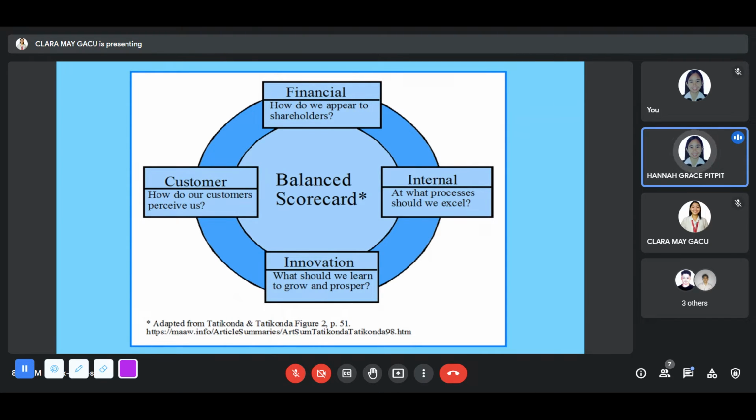For the third one, the internal business perspective. What does the company excel at internally? What are their best business practices? And for the last one, innovation and learning. This can be a measure of how productive research and development has been in developing enhancements to the business and the products, and learning can be looked at as what type of training the employees have gone through. Next slide po.